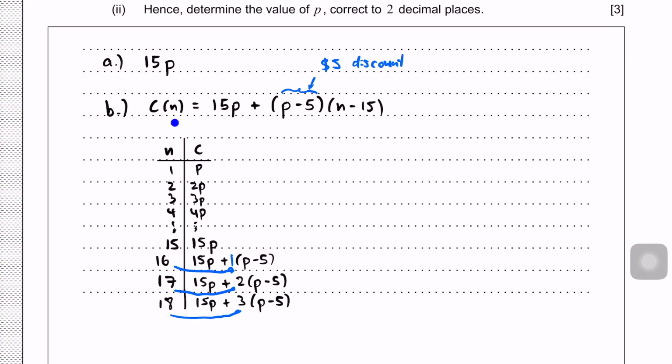Cost as a function of the number of hats is equal to the 15 regular priced hats that we have, and then any additional hat is going to be reduced by $5. But that's not for the first hat. It's not just for n number of hats. That's for the 16th hat onwards. So the 16th hat, 16 minus 15, for example, is 1 hat at a discount. Let's say we bought 25 hats, n is equal to 25. We still paid for this base 15p, but now 25 minus 15, we bought 10 hats at this reduced rate of p minus 5.